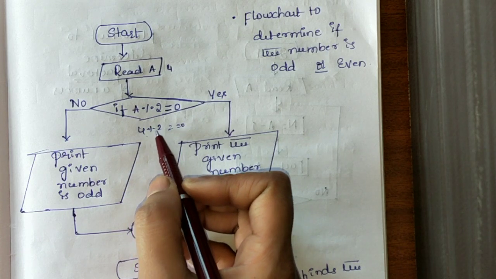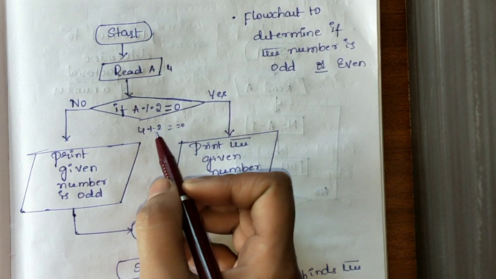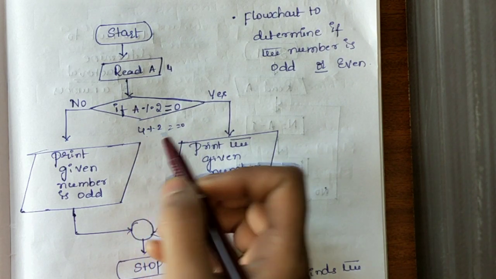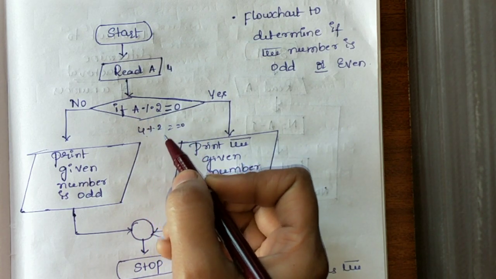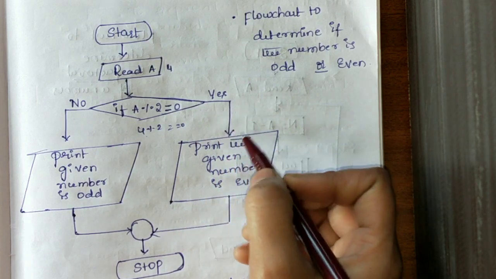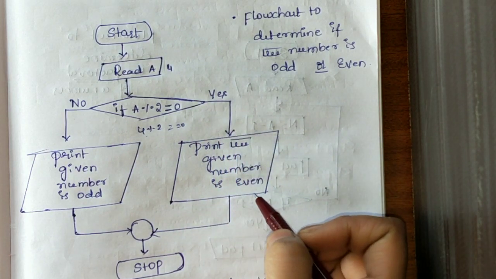So now we check whether 4 modulo 2 is equal to 0. That is, 2 twos are 4, so the remainder we get is 0. That's why yes, 4 modulo 2 is equal to 0, and so we will print "the given number is even".